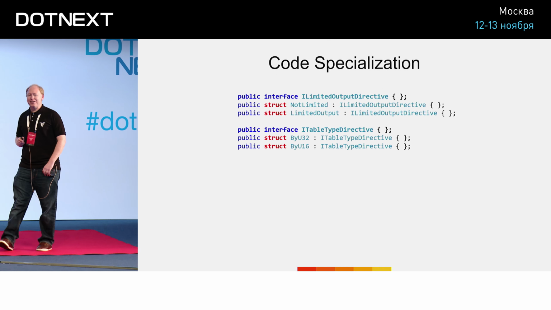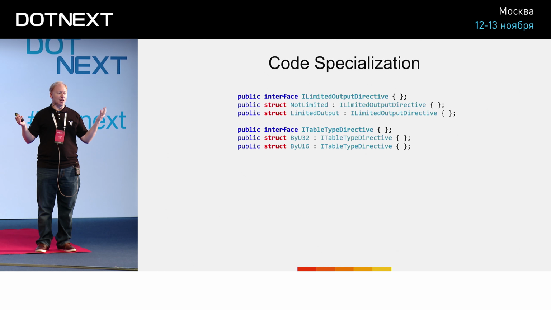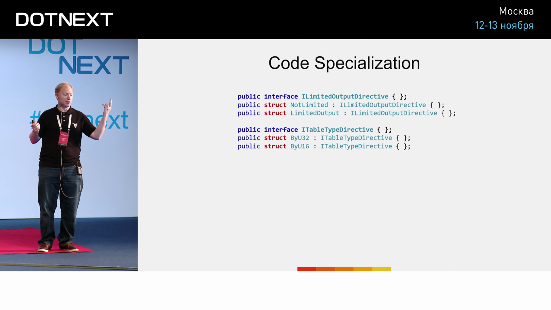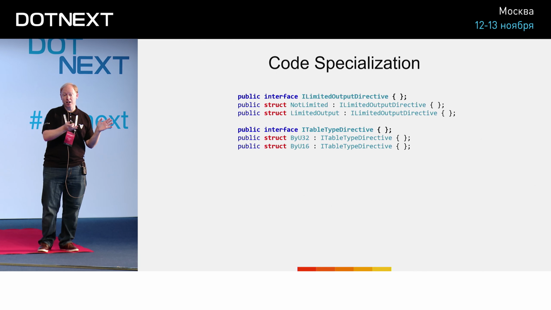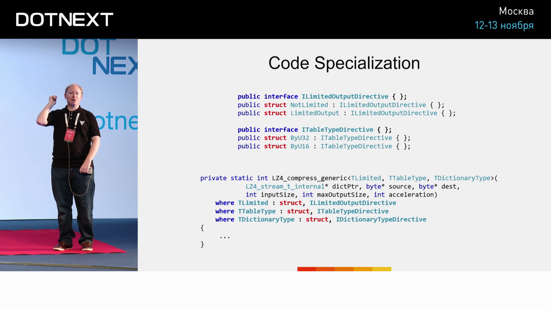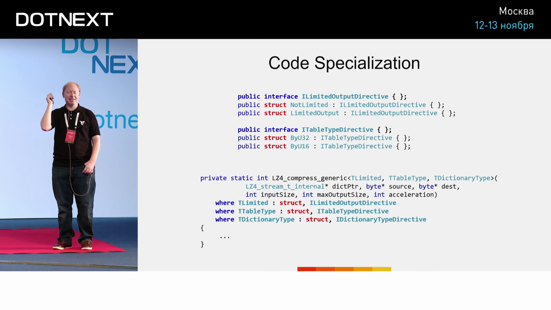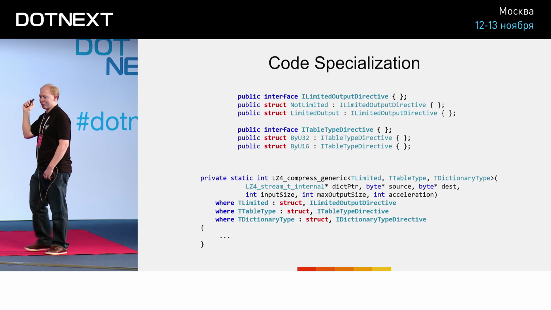So let's talk about a different application of the very same techniques. Let's say that we have a limited output directive. So now we have two, unlimited and limited. Same technique. We do the same thing about the iTable type directive, right? If we are using unsigned integers of 32 bits, or we are using unsigned integers of 16 bits. So that's how our code looks like. And actually, I have to cut it out because I don't have enough space. So I took out several of the parameters.